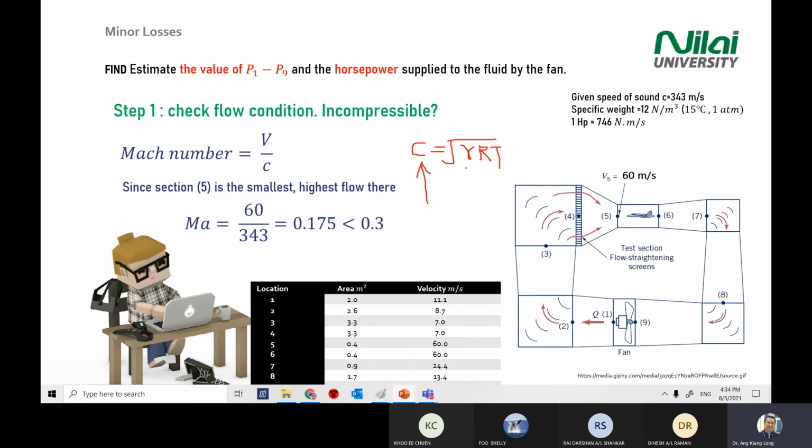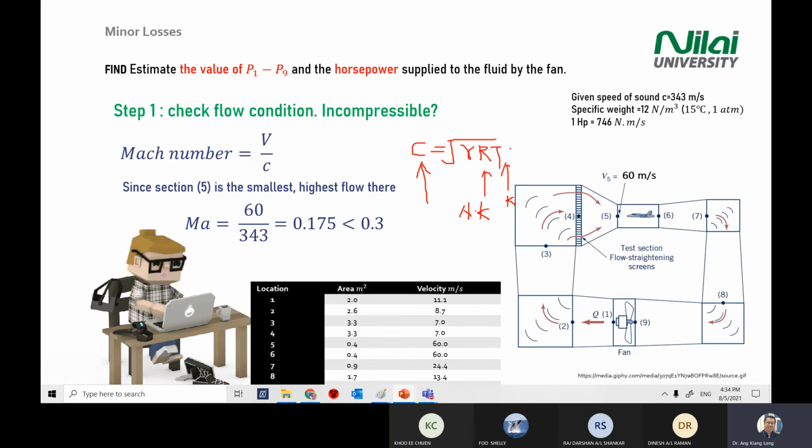k is the specific heat ratio. R is the gas constant. For temperature, you need to depend on the gas constant. If R is in units of Kelvin, you need to convert your temperature into Kelvin. It will be something like Newton meter over kilogram Kelvin.